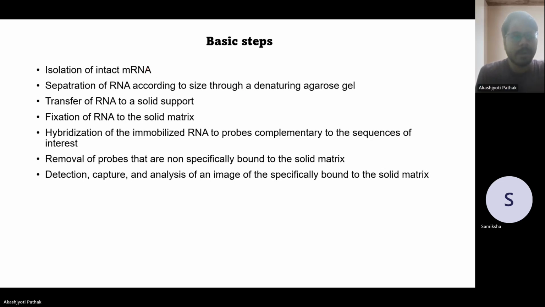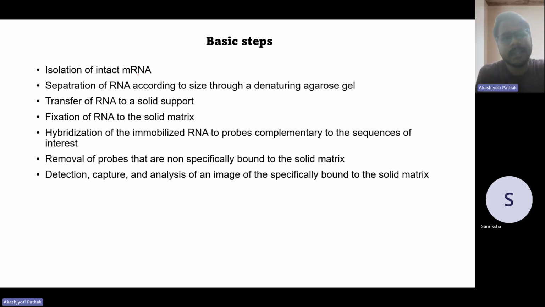Before this, first you will isolate the RNA from the cell or the tissue. And then from the RNA, you need to do affinity chromatography using an oligo dT column, and you will isolate the pure mRNA.